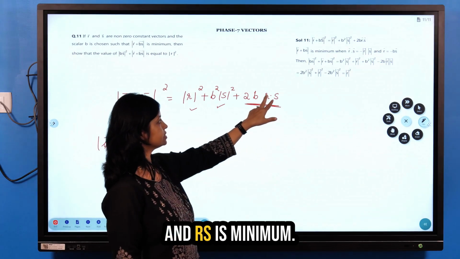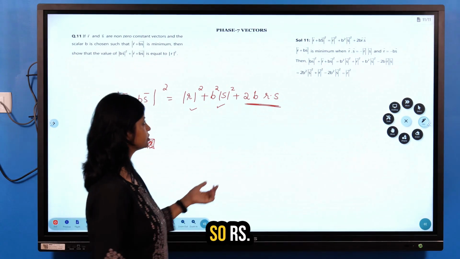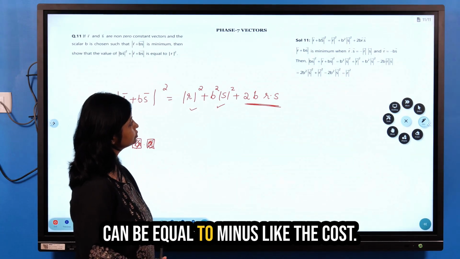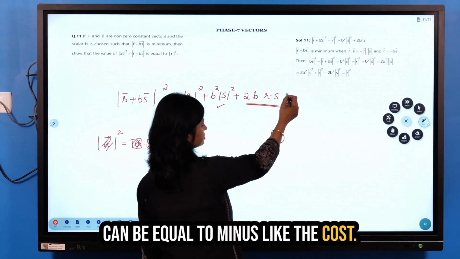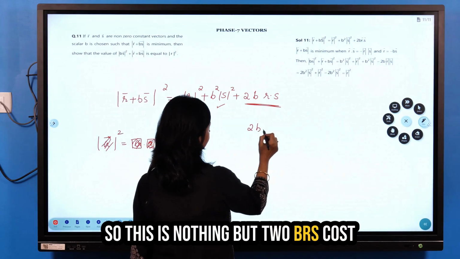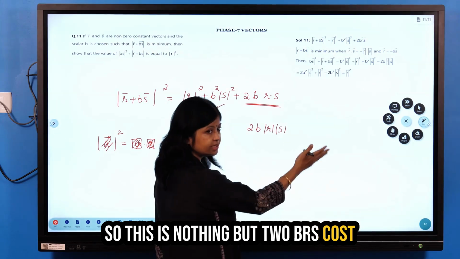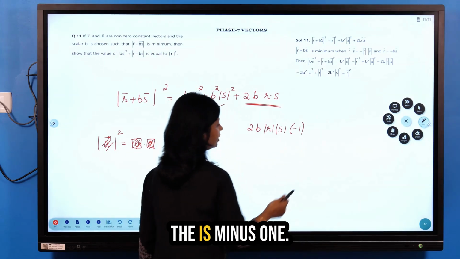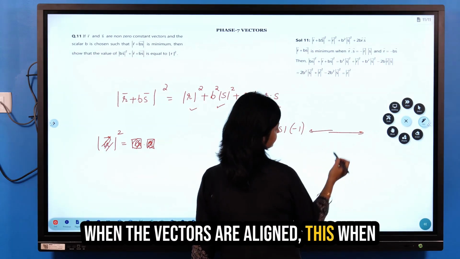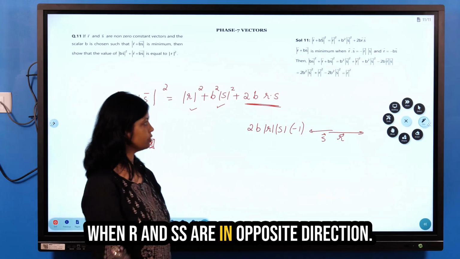And R dot S is minimum. It ranges from +1 to -1. So R dot S can be equal to minus, like the cos theta can be -1. So this is nothing but 2B R S cos theta, and the minimum value of cos theta is -1. And when does that happen? When the vectors are aligned like this, when R and S are in opposite direction.